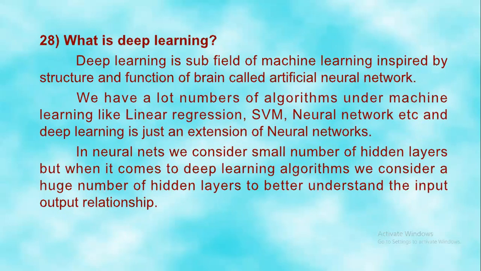What is deep learning? Deep learning is a subfield of machine learning inspired by the structure and function of the brain, called artificial neural network. We have a large number of algorithms under machine learning like linear regression, SVM, support vector machine, neural network, etc. And deep learning is just an extension of neural networks. In neural networks, we consider a small number of hidden layers, but when it comes to deep learning algorithms, we consider a huge number of hidden layers to better understand the input-output relationship.